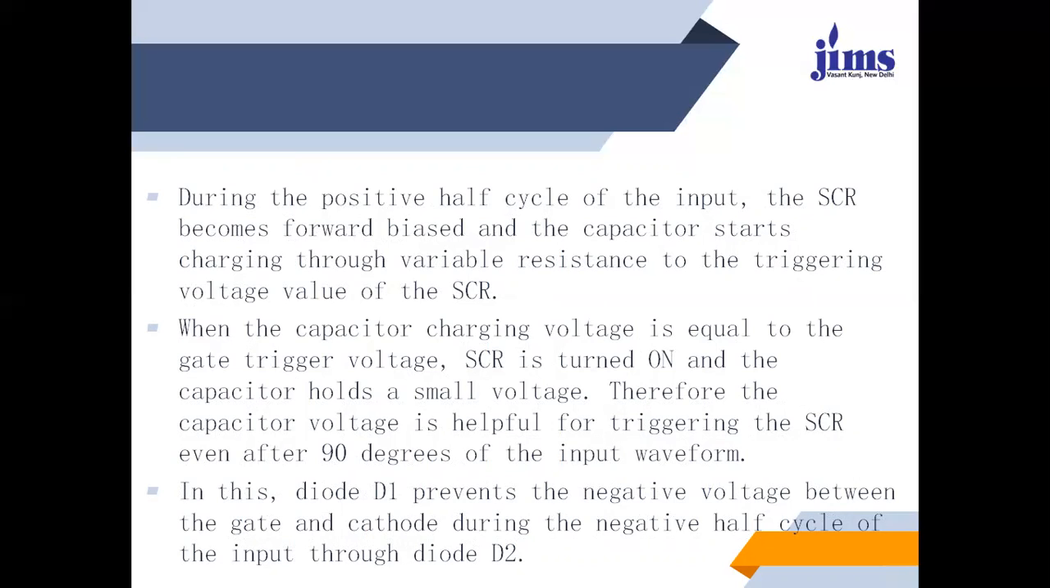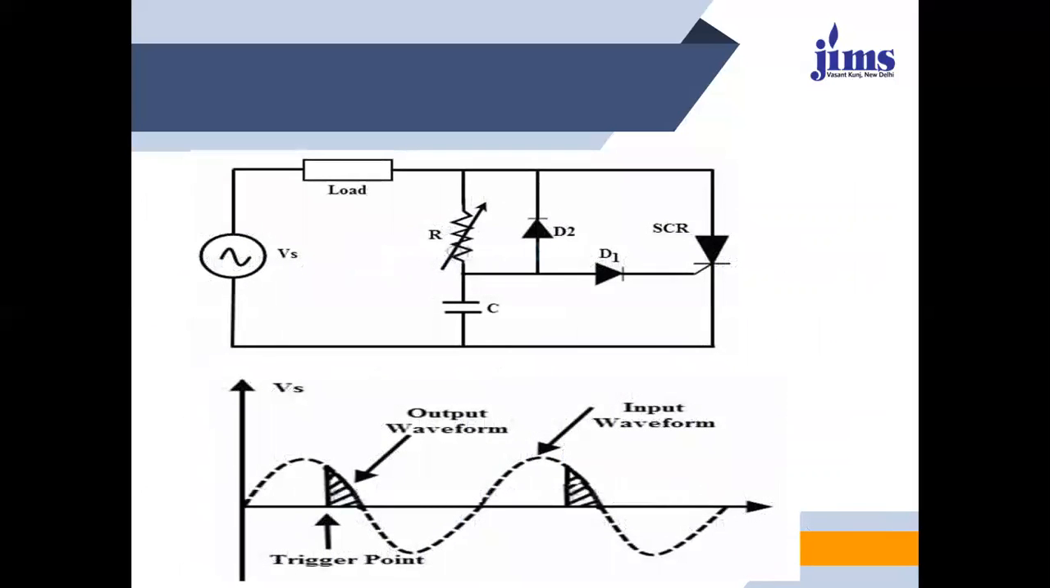a small voltage. Therefore, the capacitor voltage is helpful for triggering the SCR even after 90 degrees of the input wave. In this, diode D1 prevents the negative voltage between the gate and cathode during the negative half cycle of the input through diode D2. So this will be the circuit diagram, which indicates that whenever we give the supply from the main source, the load current will continue either from the SCR or from the RC circuit.